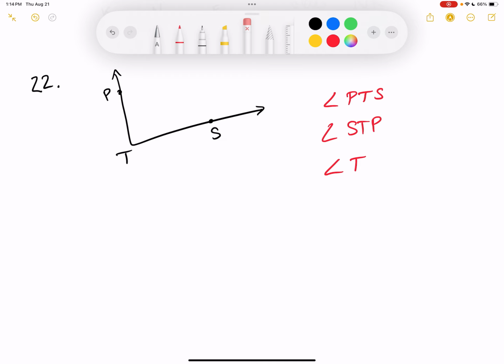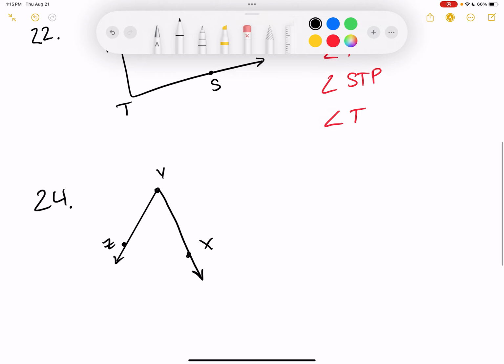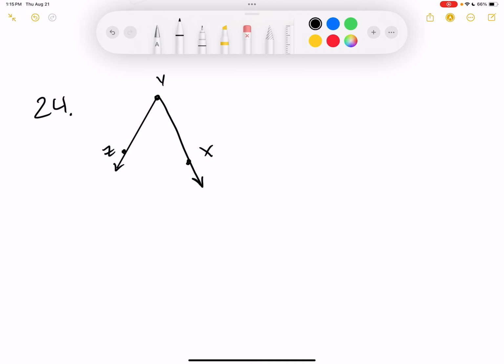So I'm gonna basically just make an angle here, and I'm just gonna tell you to make one that looks similar to it so that we can do it on our paper. But let's go. It's gonna look like number 24 for the moment. So we've got point Y, and then we have rays coming off of it like this. And this is X, and this is Z. All right, so it doesn't matter if yours looks exactly like this. Everyone's is going to be a little bit different.